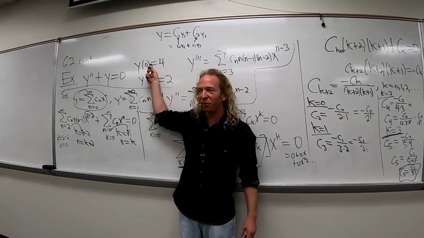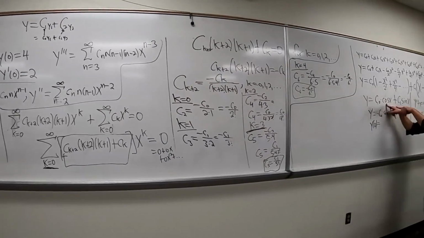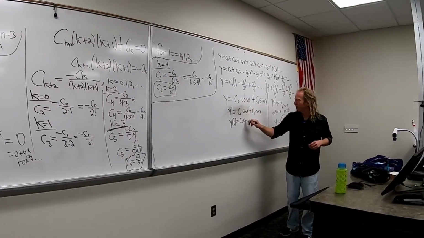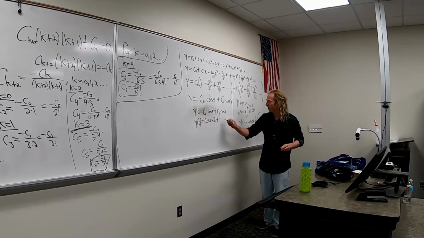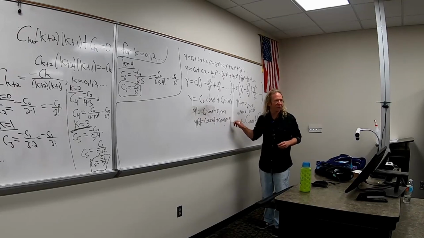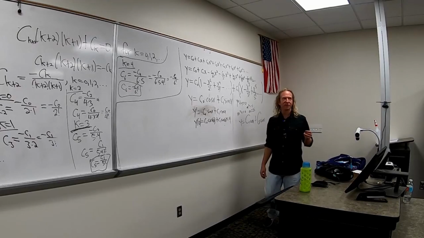So y of 0 is 4. We're going to use that condition first. So we plug in 0 here. It'll be C0 cosine of 0 plus C1 sine of 0, and that was equal to 4, right? y of 0 is equal to 4. Cosine of 0 is 1.